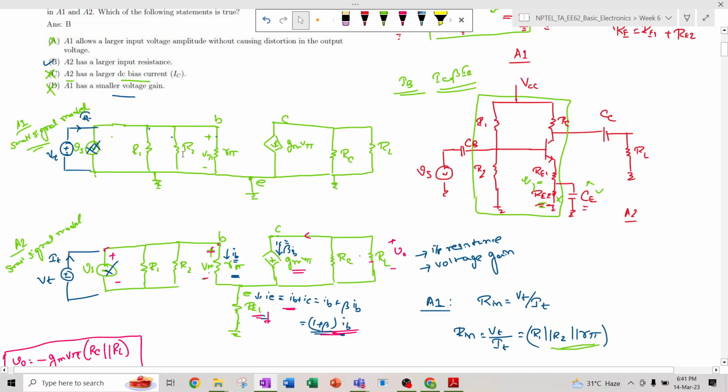So whichever is smaller will be the answer. But here it is R1 parallel R2 parallel (r pi plus some extra amount), right? So that means this A2 has this extra amount. If it is getting that, then it has a larger input resistance, because this r pi in series with something will be increased, and that means the entire input resistance, the parallel combination of those, is also increased. So you can interpret it easily by analyzing this.